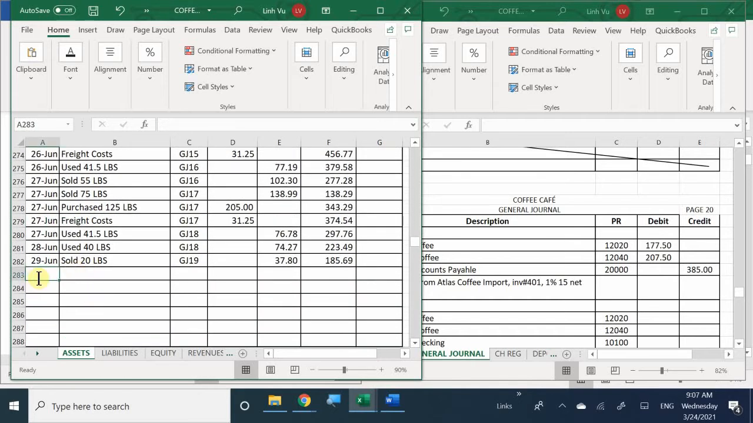How many pounds did we buy? 125. We purchased another 125 pounds. All right, general journal number 20. So what is my ending balance? Let me add in my number first. So 207.50. And it's, what is it, Nilo? 319. Yes, 393.19.